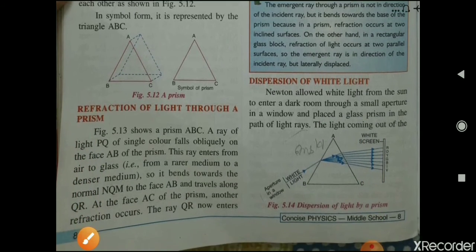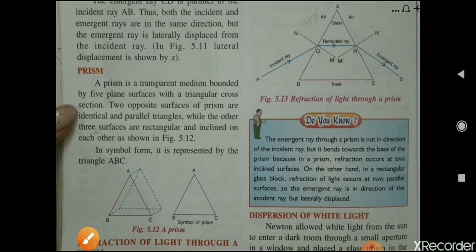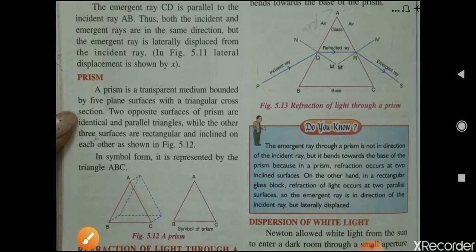Now, refraction of light through a prism. In this figure 5.13, this is a prism, and this is an incident ray PQ.